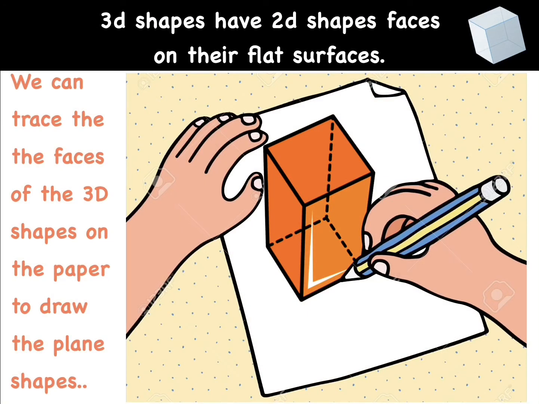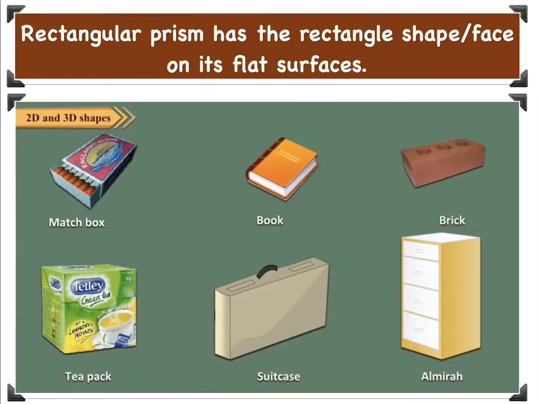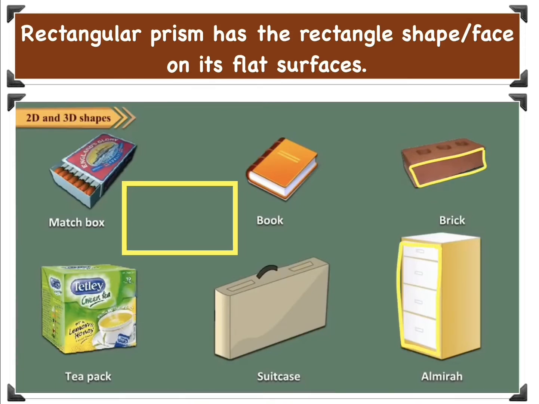Let's remember together. We can trace the faces of the 3D shapes on the paper to draw the plane shapes. So the 3D shapes have 2D shape faces on their flat surfaces. We learned that the rectangular prism has a rectangle face on its flat surfaces, and sometimes we can find a square. It can be found in many objects around us, like the matchbox, the book, a tea pack, a suitcase, or a brick.